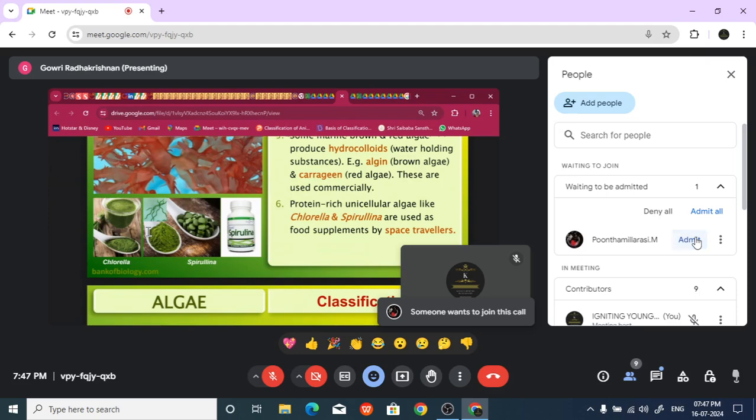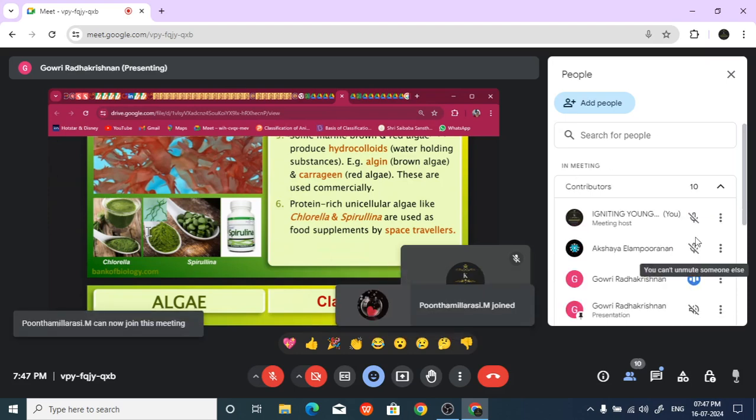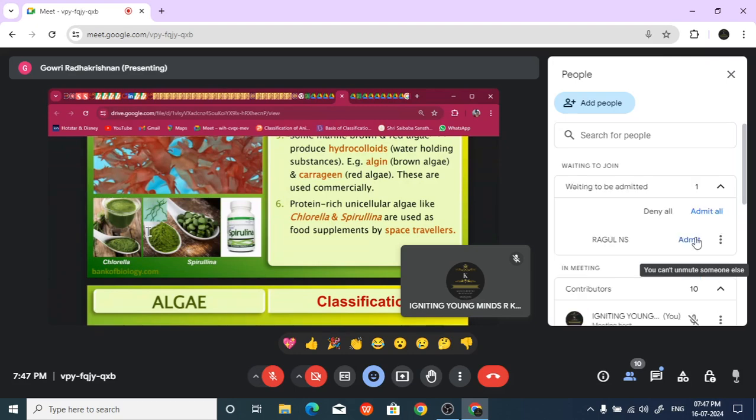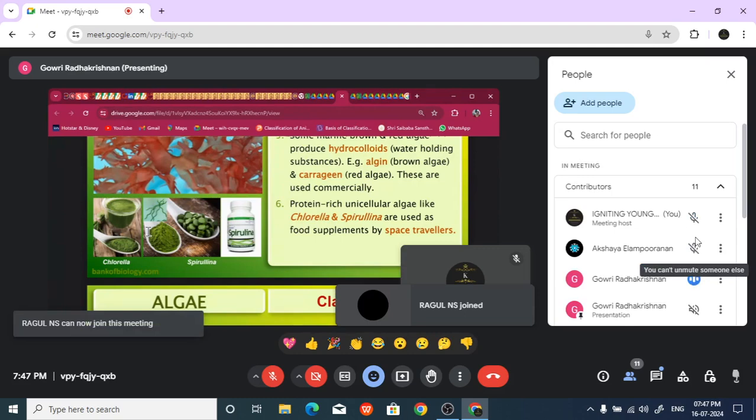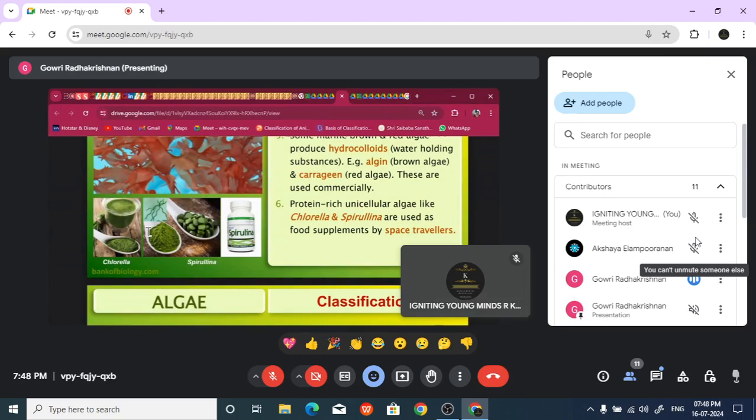Space travelers can't carry food like what we eat, so it'll all be in tablet form. When they take tablets in space, it should be self-sufficient. It should hold nutrients, it should give calories, and all the essential nutrients should be there. For those kinds of food supplements, they use protein-rich chlorella and spirulina because they have high protein. They use that in the food supplement.